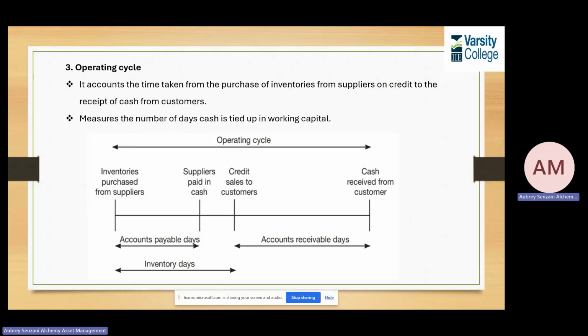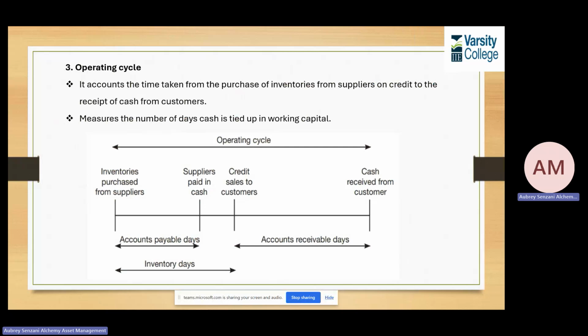We go and purchase things on credit from our suppliers. Or we can purchase it in cash. But either way, we now have inventories. We obviously take some time to sell our inventory. So inventory days. Supplier paid in cash. And then we have credit sales to customers, and we also have some cash sales at the same time. Then it takes some time for us to receive the cash owed from our credit sales, and then we obviously have cash from our customers.